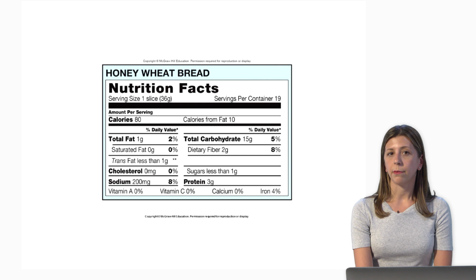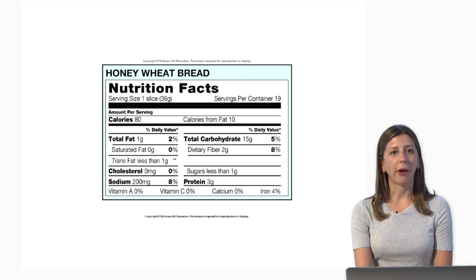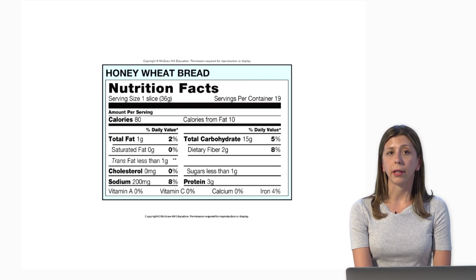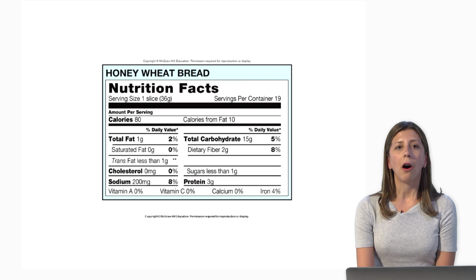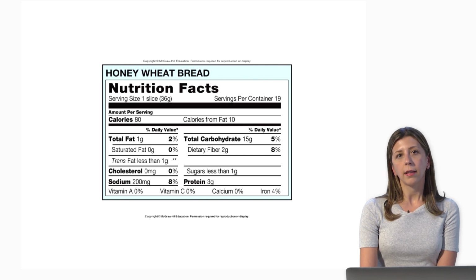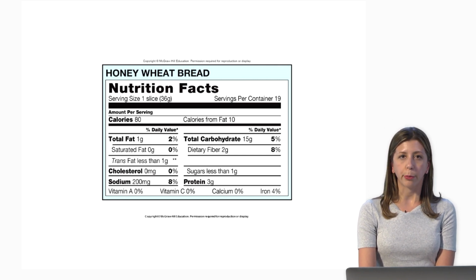So this example comes from your textbook. It's kind of an older example, but this is bread, right? So if you look, one of the first things to notice about a nutrition label is the serving size. The serving size for this is 1 slice of bread, right? So it's telling you 1 slice, 36 grams. All of the information then displayed on this label is for 1 slice of bread.